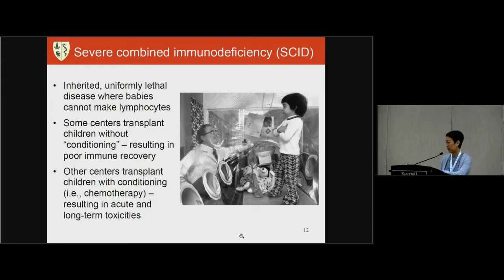And of course, this is the famous bubble boy, David Vetter, who was the famous patient with SCID. So just to give you a little bit of background, these patients don't make lymphocytes, and because the conditioning is so toxic, they're transplanted as babies. Some centers do not condition the patients. They give them replete graft, and the grafts are able to not engraft at the stem cell level, but rather at a later stage of lymphocyte development.